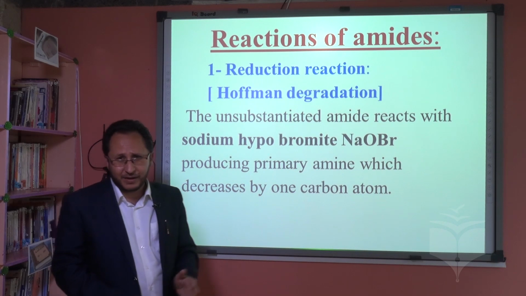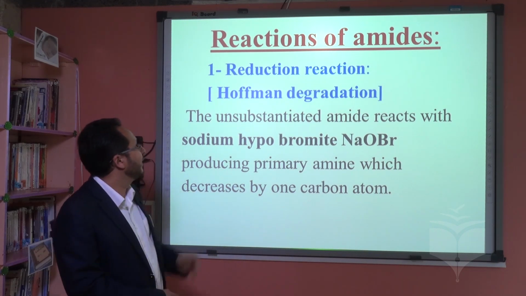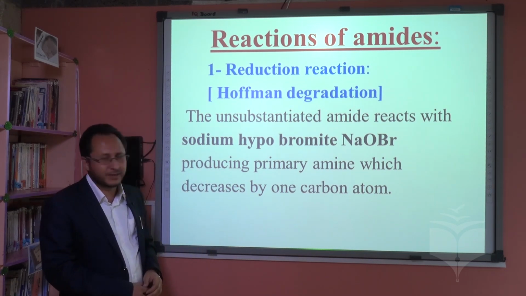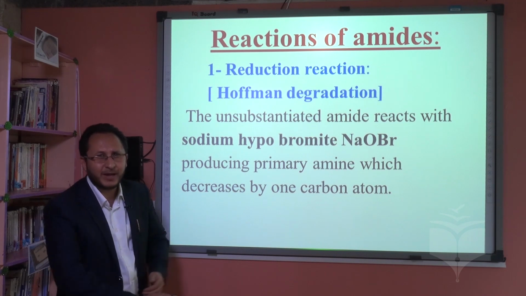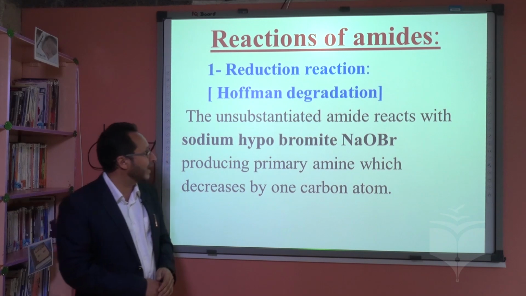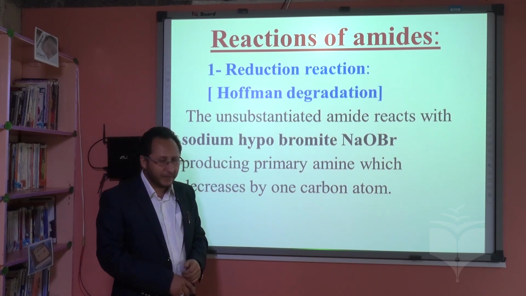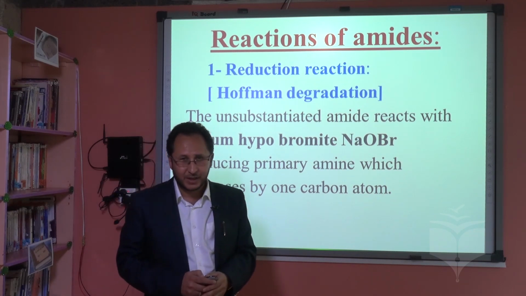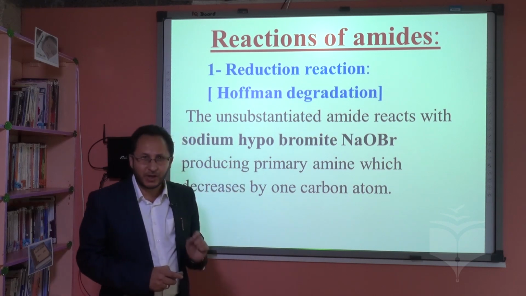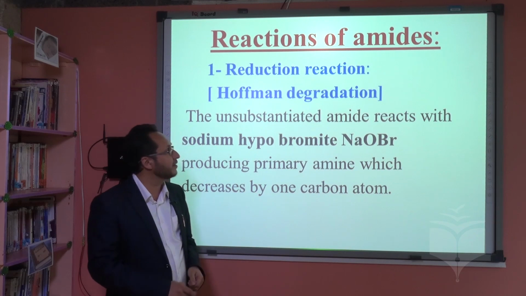Now, these are the naming of amides. Now we go to the next point. This is the reaction of amides. In the reaction of amides, we have many types of reaction. The first one, we call it reduction reaction, or Hofmann degradation. In the Hofmann degradation, it means the reduction of unsubstituted amide by sodium hypobromite to produce the primary amines.